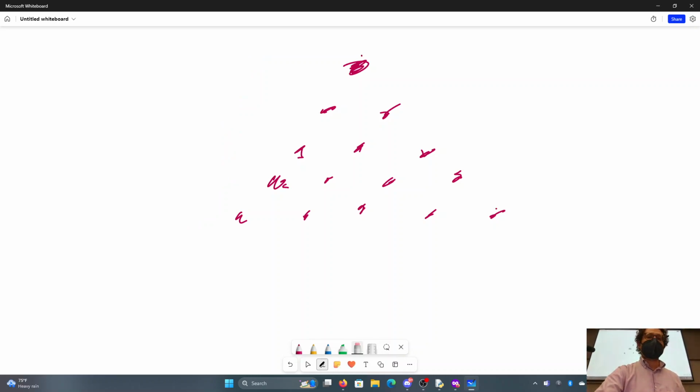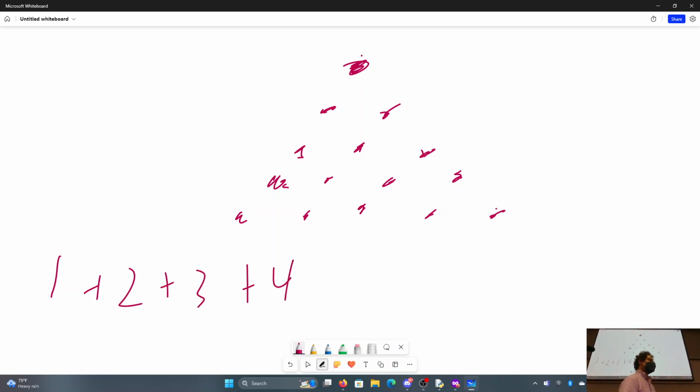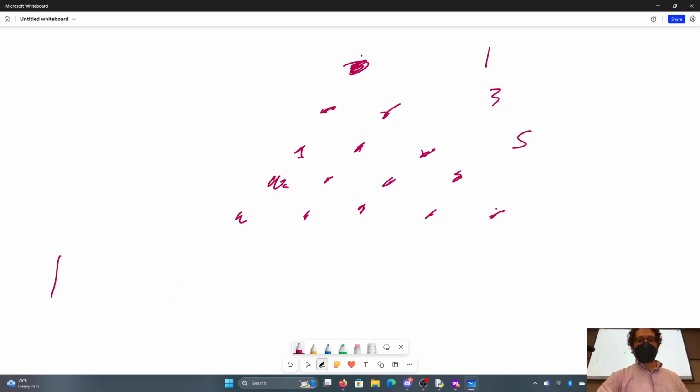In fact, this sequence, 1 + 2 + 3 + 4, is called the triangular number sequence, right? Or the numbers that result from it, right? The numbers that result from it being 1, 3, 5, 9, and then 14 over here. These are triangular numbers.